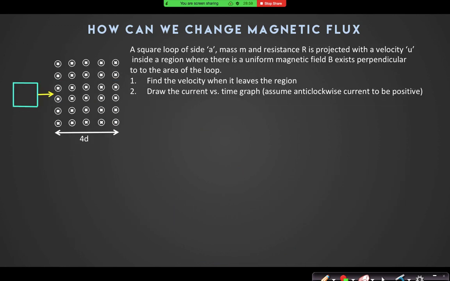Okay. So there is a simple question I have taken. A square loop of side A, mass M, resistance R is projected with velocity u inside a region where there is a uniform magnetic field perpendicular to the area of the loop. Find the velocity of the loop when it leaves the region. Draw the current versus time graph. Assume the clockwise current to be positive. Can you find it?